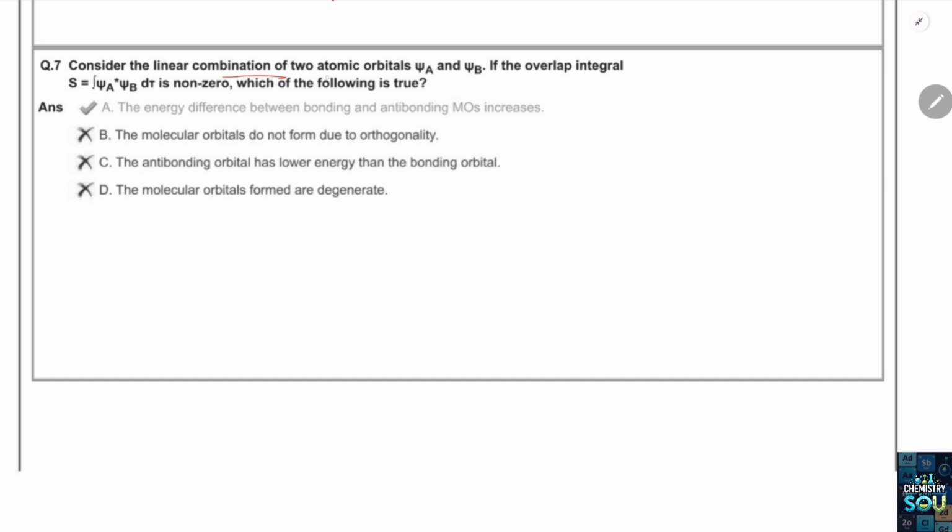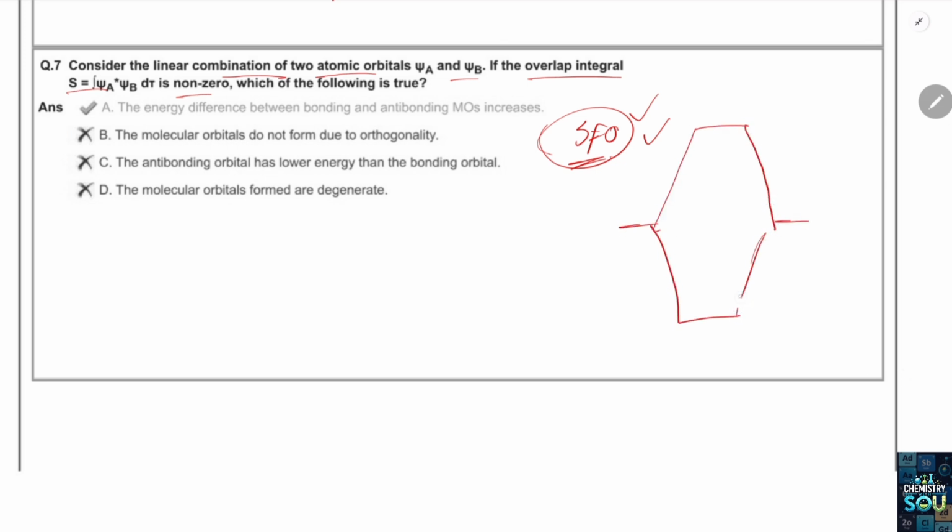consider the linear combination of the two atomic orbitals. The overlap integral S is non-zero. Which of the following is true? Basically, if S is not equal to 0, there is overlap happening, and the more the value of S, the more the overlap, the stronger the interaction, and the larger the splitting. So the splitting between the bonding MO and the anti-bonding MO is higher if the overlap integral is high. So option A is correct.